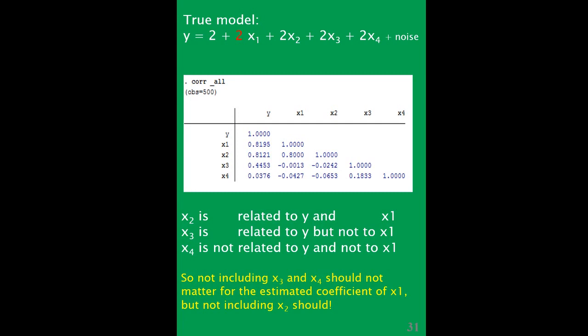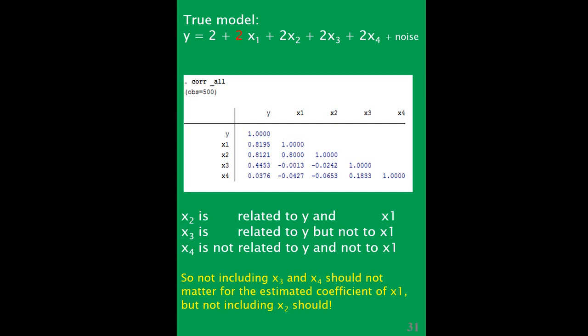x3, let's see. We have here x3 is related to y. There's a correlation of 0.44. But it's not related to x1. There's a correlation of 0. Okay, so now I have that term. One of these terms is 0.44, which is not good, but the other one is 0, so the product of the two is 0 as well. So again, leaving out x3 should also not be an issue for estimating the coefficient of x1.